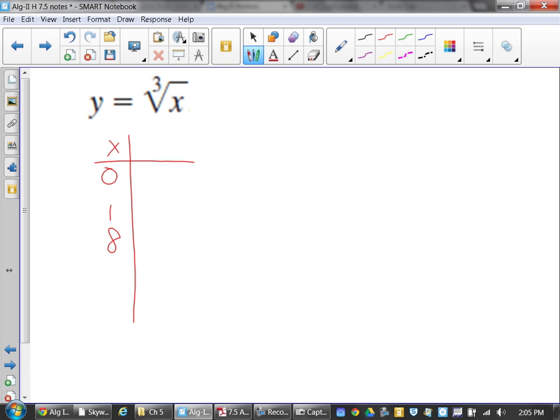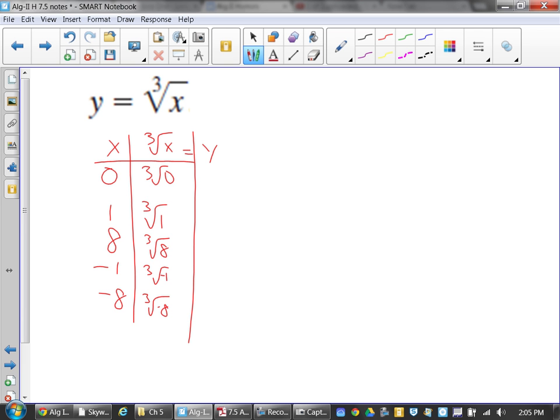When I'm working with a cube root, can I take a cube root of a negative? Yes. So I can use -1 and -8 as well. Now, you're right. You said 27. That's the next one in line, but it just starts to be too much. So when I'm using my cube roots, I'm generally going to pick 0, plus or minus 1, plus or minus 8, because those are cube roots that I can do in my head. All right? So I'm going to take the cube root of x to generate my y value. Cube root of 0, cube root of 1, cube root of 8, cube root of -1, and cube root of -8. What are those values?